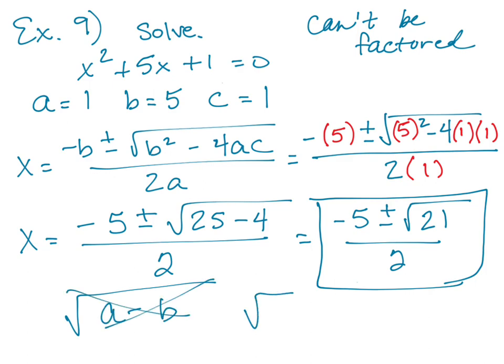The rule that you're thinking of is the square root of a product, in which case you can do the square root of A times the square root of B. But that's only if they're being multiplied. That rule doesn't work if they're being added or subtracted. Okay? Good question.